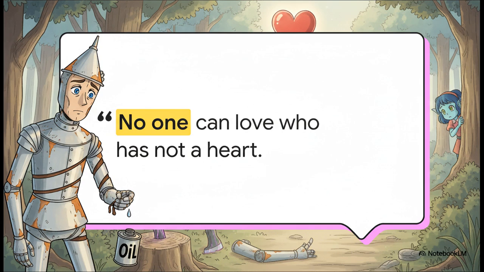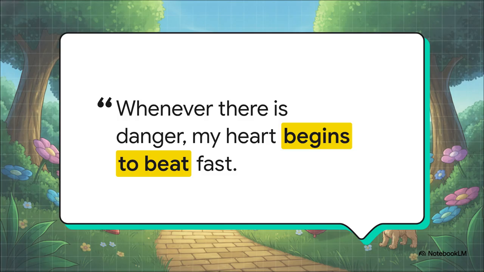And finally, the Cowardly Lion bounds onto the path. He terrifies them all at first. Well, until Dorothy slaps him on the nose for trying to bite Toto. He immediately breaks down, admitting, "Whenever there is danger, my heart begins to beat fast." It's a crushing irony for him. He's supposed to be the fierce king of beasts, yet he is deeply ashamed of his own fear. He joins the group fully expecting the Wizard of Oz to magically grant him the courage he feels he completely lacks.